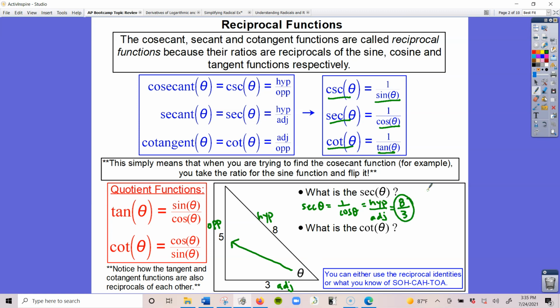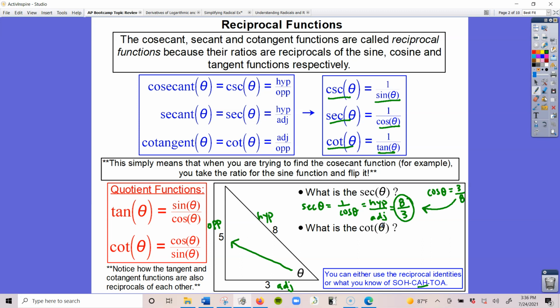And see, if I were to try to find the cosine, cosine is adjacent over hypotenuse, so 3 over 8. And if I flip it, I would get the 8 over 3. So whichever way you choose to think about it is fine.